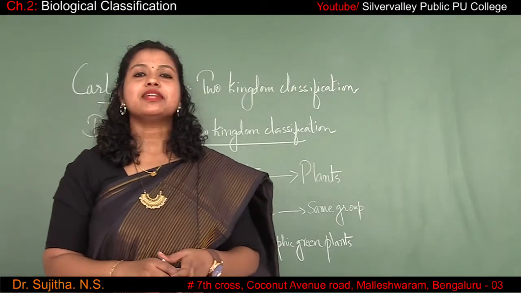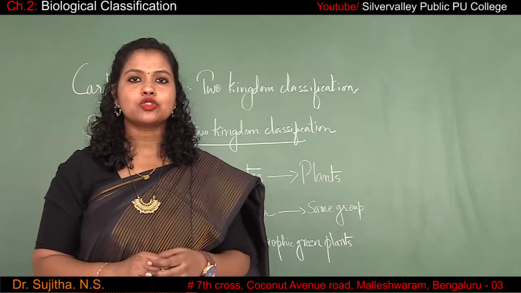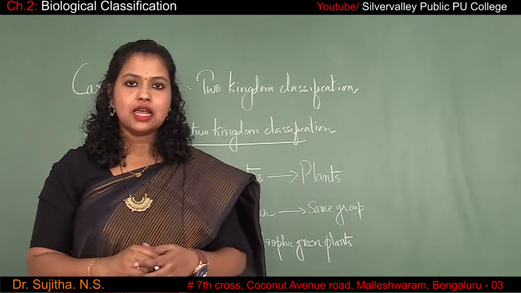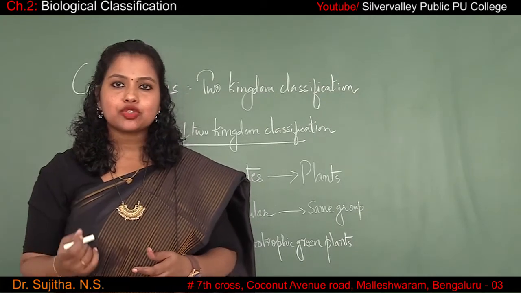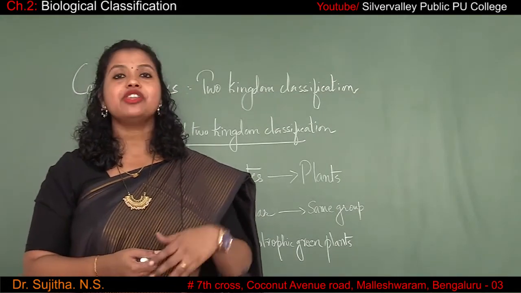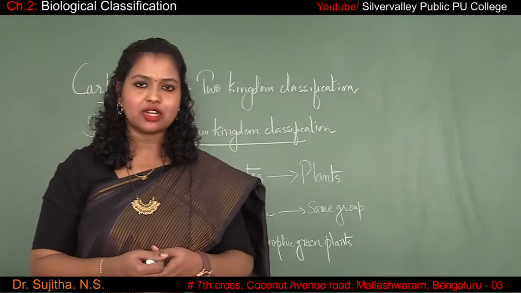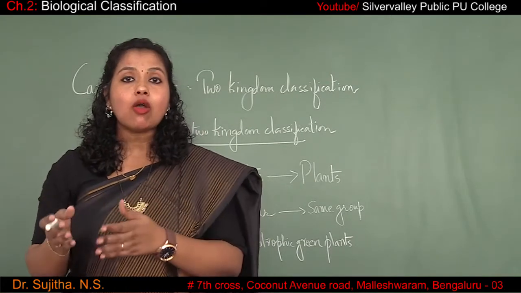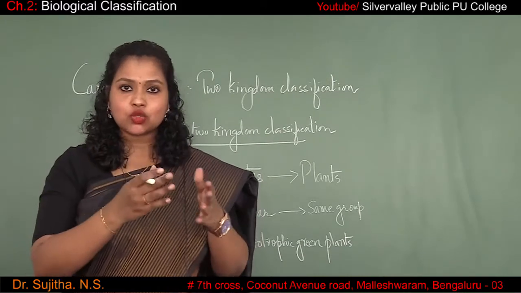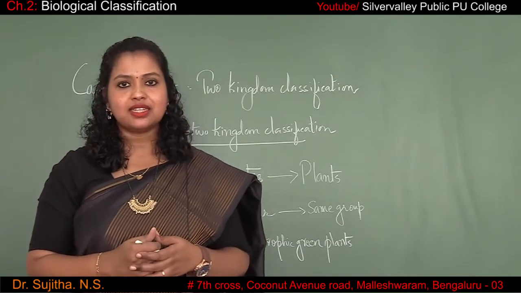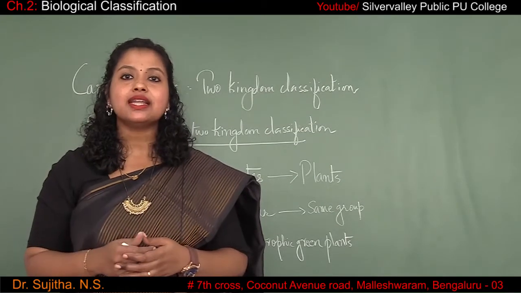The second, the two kingdom classification, was proposed by Carl Linnaeus. Carl Linnaeus was a Swedish botanist, and he proposed the two kingdom classification. Now, when you are referring to two kingdom classification, it means the living organisms are classified under two different groups. The first one is the kingdom Plantae and the second one is the kingdom Animalia.